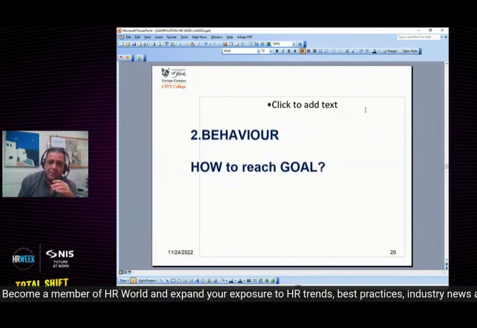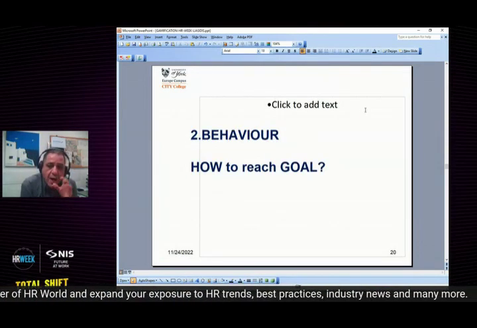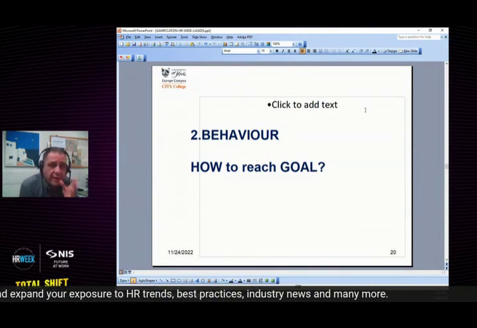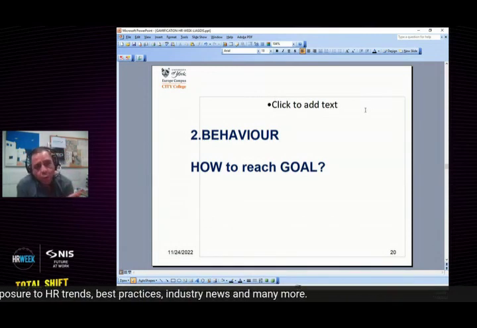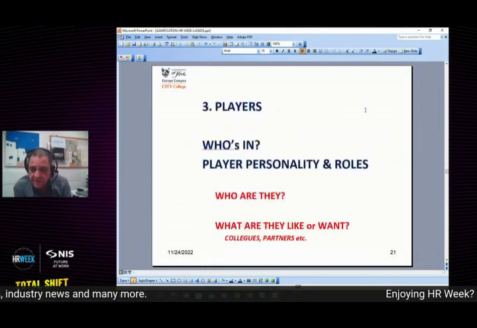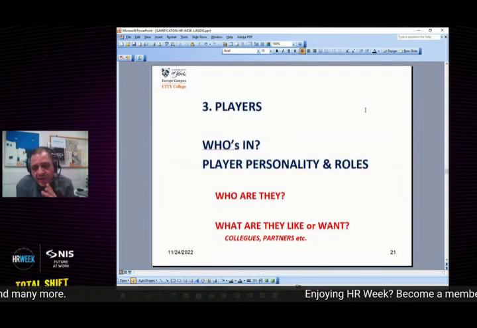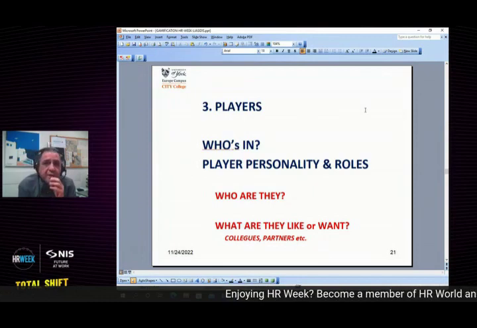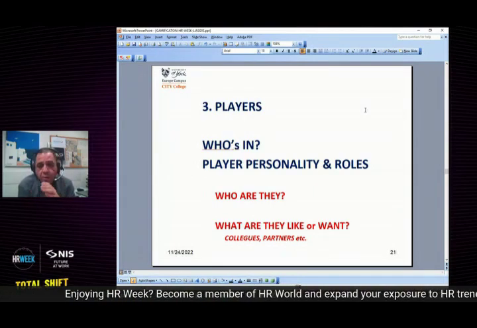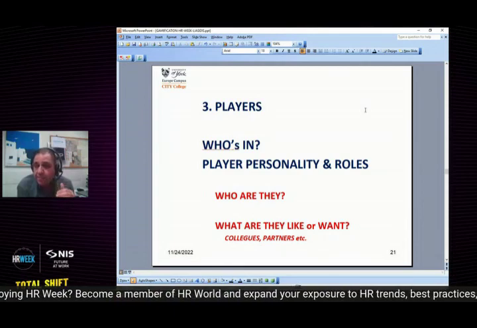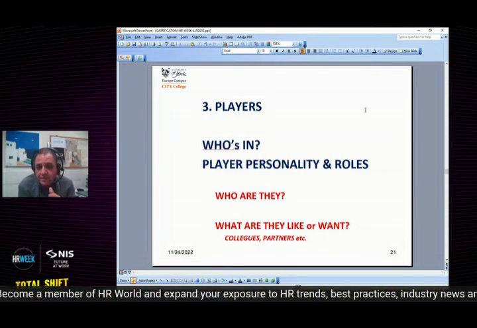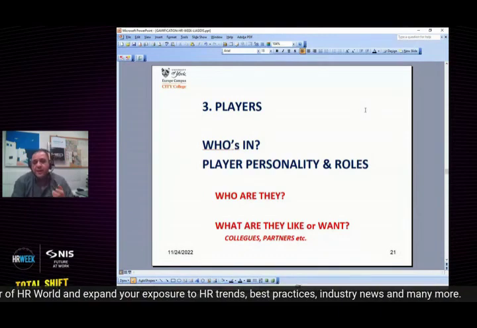Second step, we need to understand the behavior. So how to reach this goal that we want, to improve our productivity or to make our employees more loyal. And when we understand that, this brings us to stage number 3. We need to figure out who the people involved will be. So who's in this activity I'm planning for them? We need to understand the player personality and the roles.